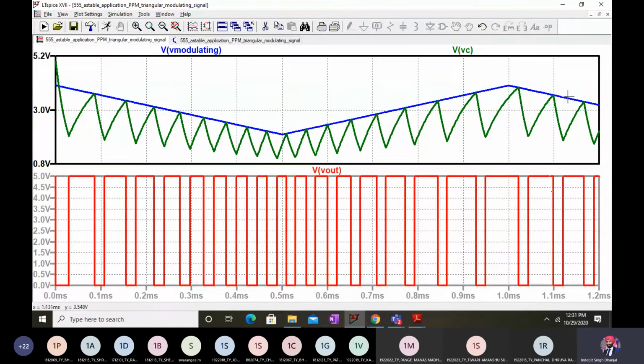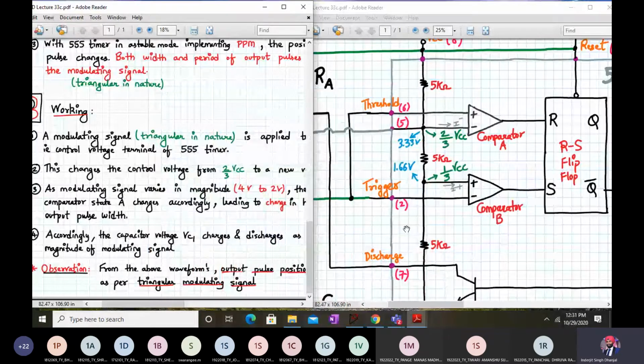Can anyone answer why the T off time is the same? T off time is the same, or the T of the charging phase is the same? Anyone? No one? Hello? I wish to know why the off time, the discharging period, is not getting affected.